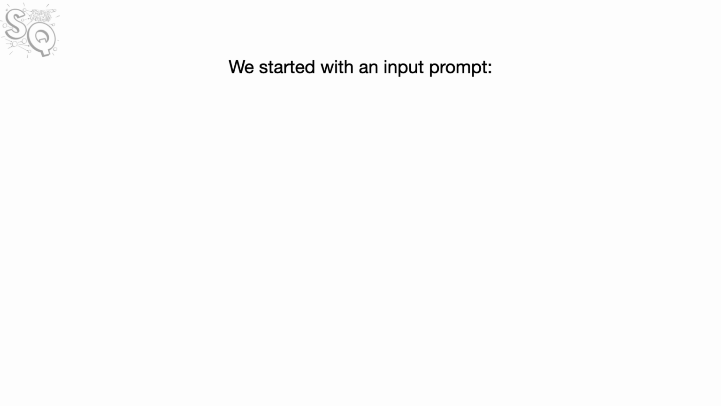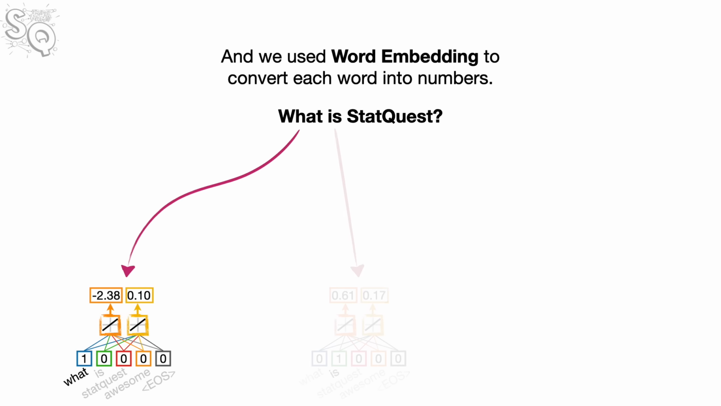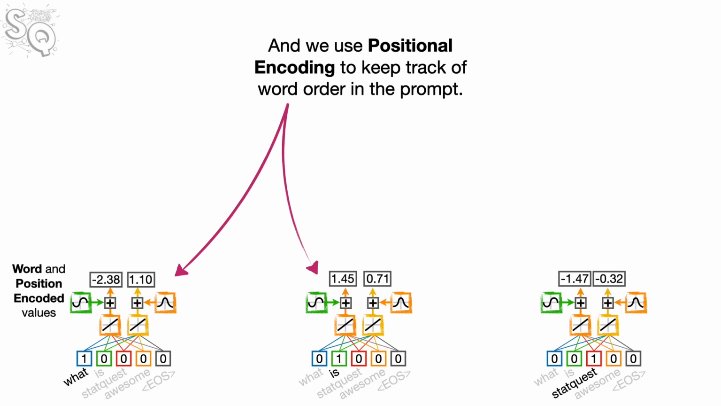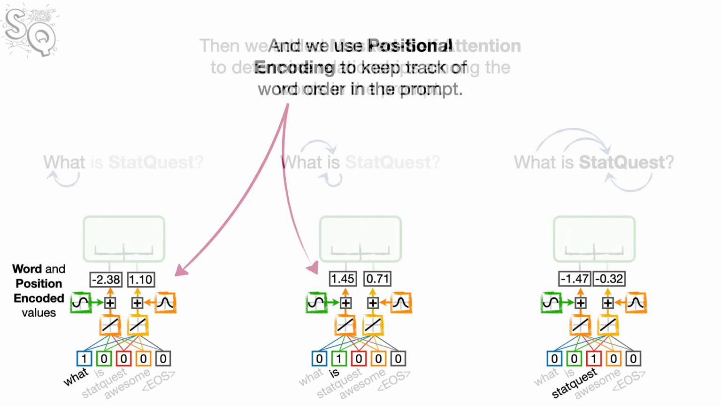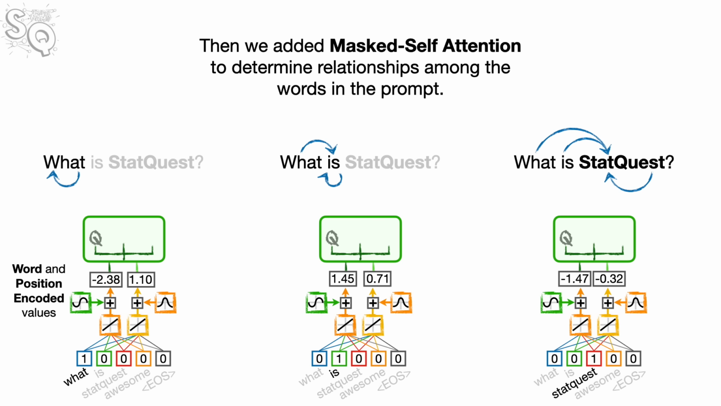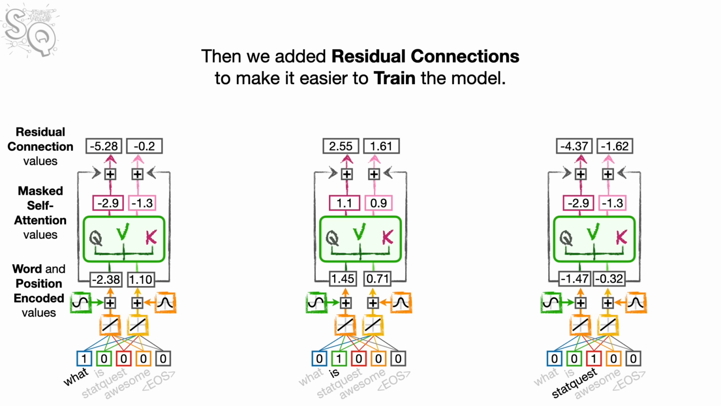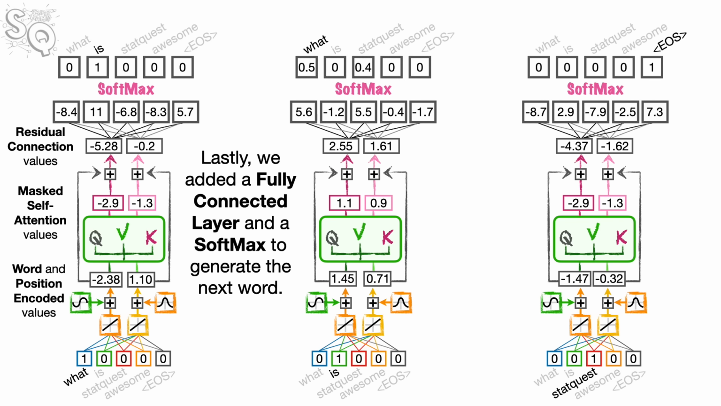We started with an input prompt, "What is StatQuest?", and we used word embedding to convert each word into numbers. And we used positional encoding to keep track of word order in the prompt. Then we added masked self-attention to determine the relationships among the words in the prompt. Then we added residual connections to make it easier to train the model. Lastly, we added a fully connected layer and a SoftMax to generate the next word.